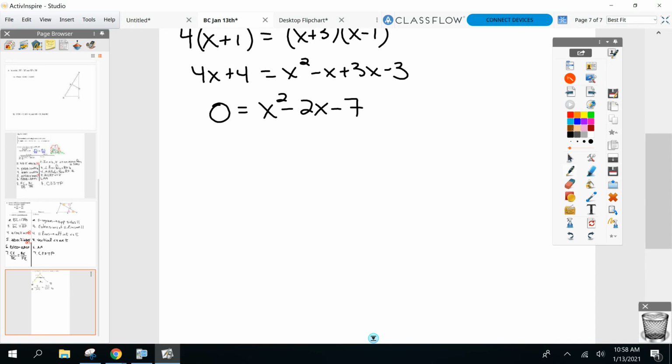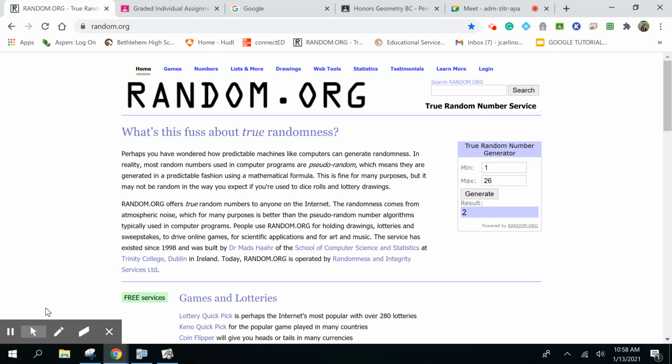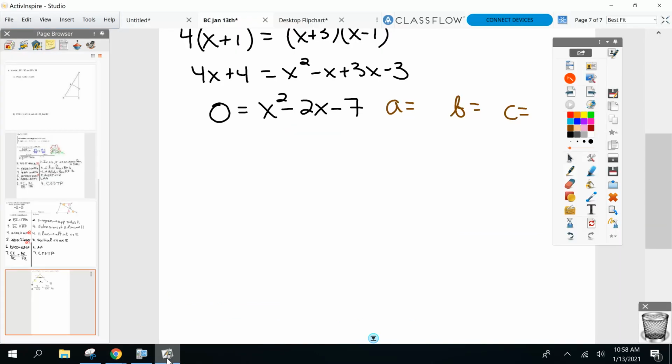Before I start with the quadratic formula, I need someone to give me my A, my B, and my C value here so I can plug it in correctly. A, B, and C, what do we have? Atticus, third time's a charm. What's my A, B, and C here? Let's start with the A value. 1. B? -2. And C? -7. Good job. If you guys are struggling how to find those, let me know.